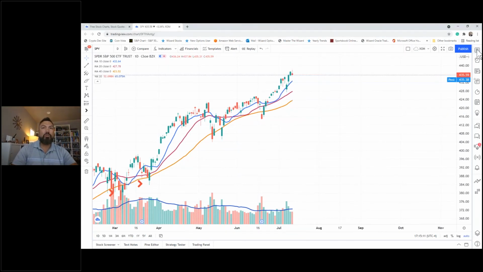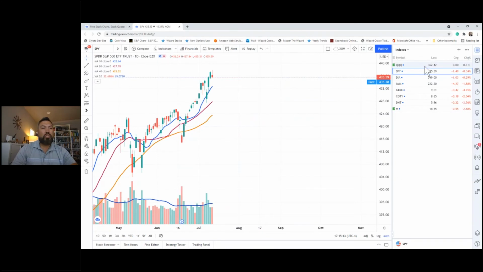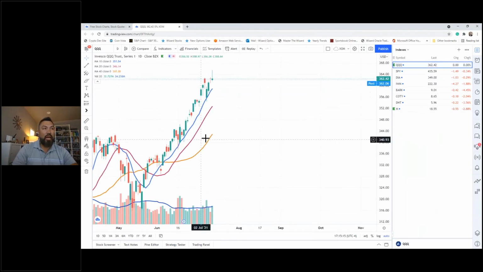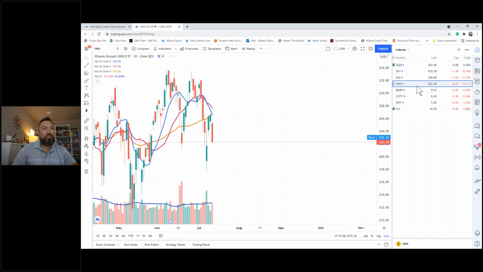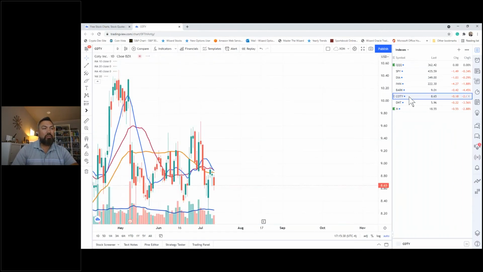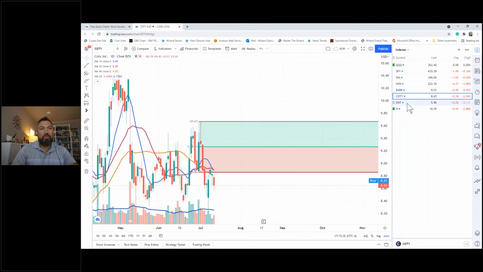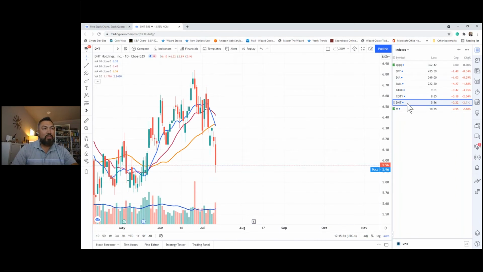Now as I flash through, there's the Q. The Q had an above-volume day. Diamond, low volume day. Russell, lower volume day. Now let's go to Cotty. Low volume day. DHT, big volume day. So what does this mean? Let's put it together.